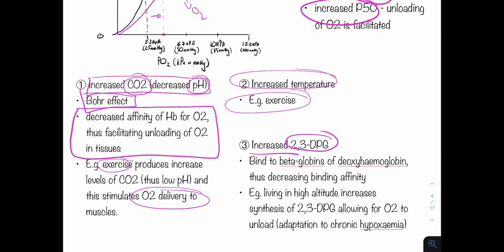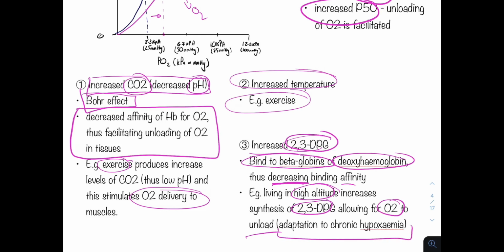So what is 2,3-DPG? This is a molecule that binds to the beta globins of deoxyhemoglobin, so of hemoglobin without oxygen, thus decreasing the binding affinity of hemoglobin for oxygen. So less oxygen binds to the hemoglobin when 2,3-DPG is bound to the beta globins of hemoglobin. Now, this can occur in people that live at high altitude, where they synthesize more 2,3-DPG, allowing for more oxygen to unload into the tissues that need it. And this is a phenomenon known as adaptation of chronic hypoxemia.